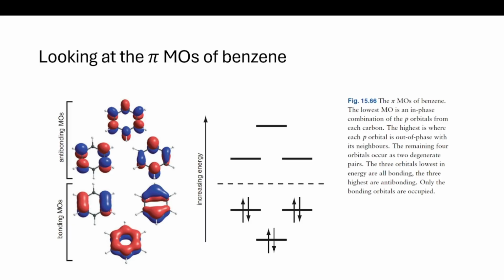In addition, we have two pairs of degenerate orbitals. Now, in these bonding molecular orbitals, all the electrons are going to nicely fit in pairs. There's going to be a spin up electron here, spin down electron here, spin up electron here, spin down electron here. Everything's fine.